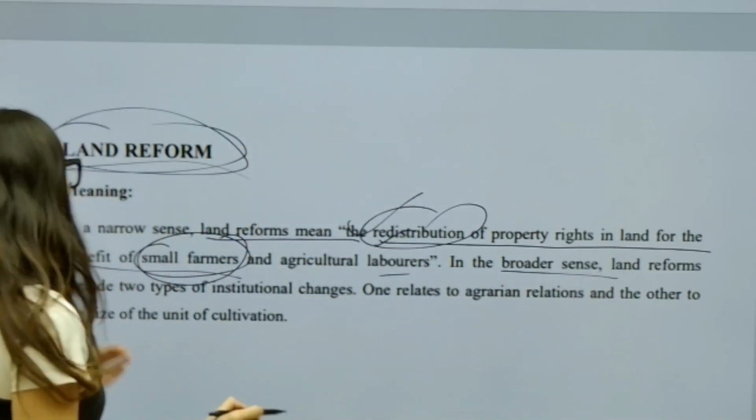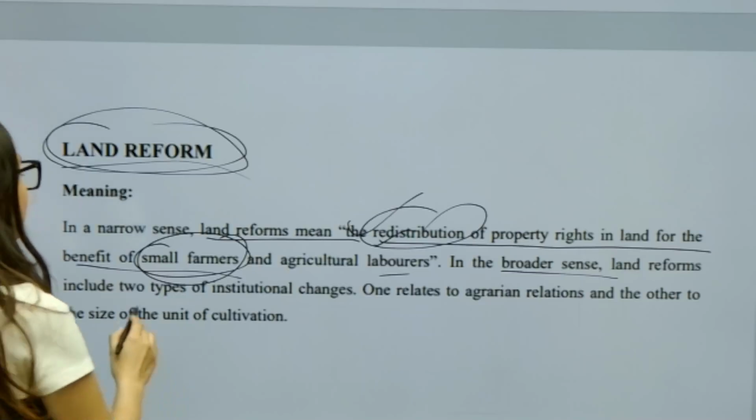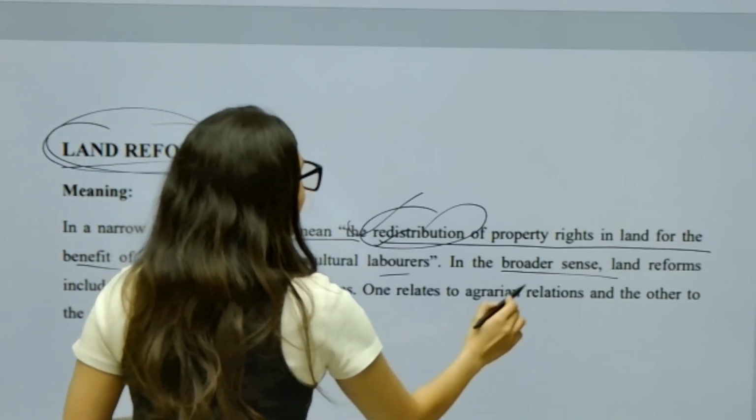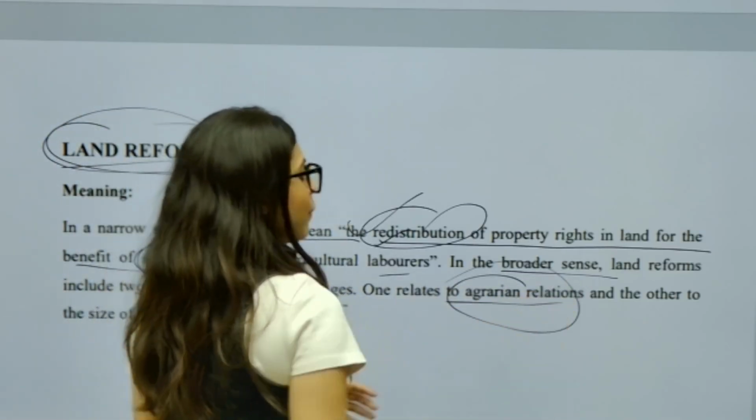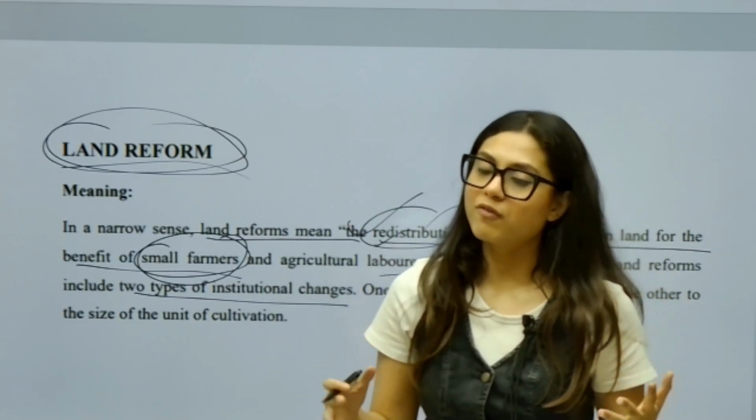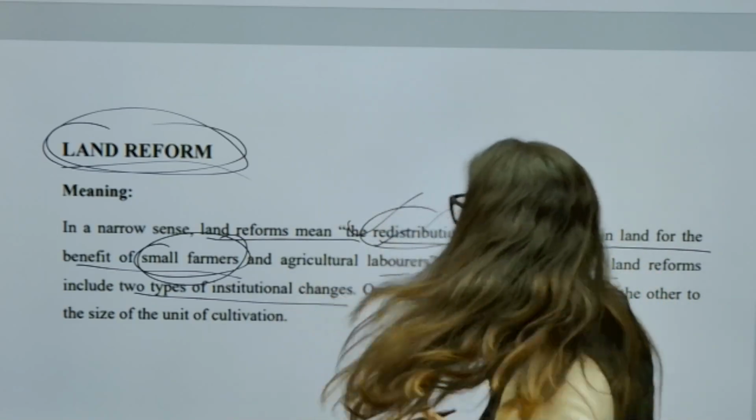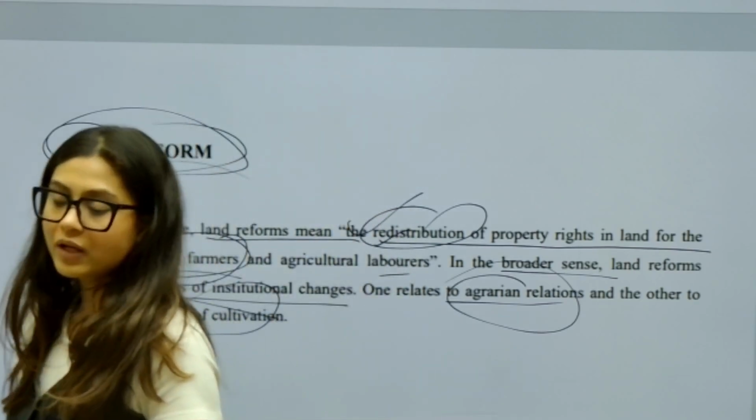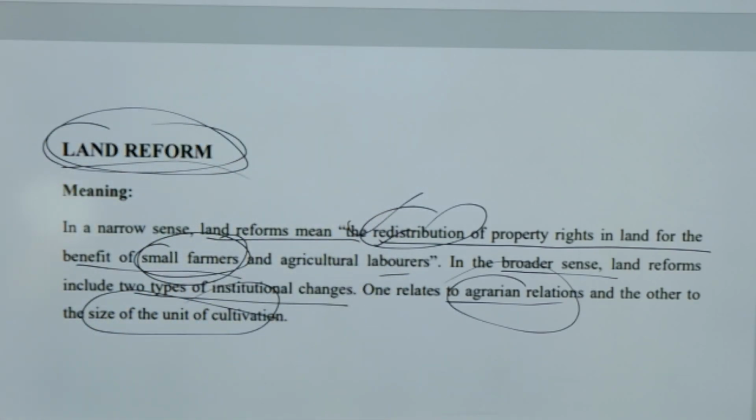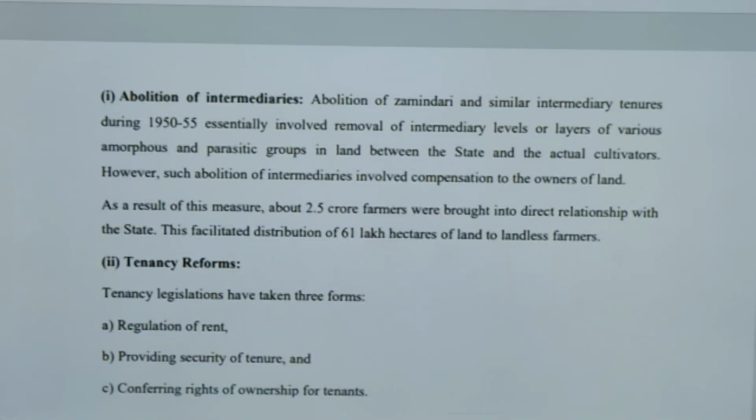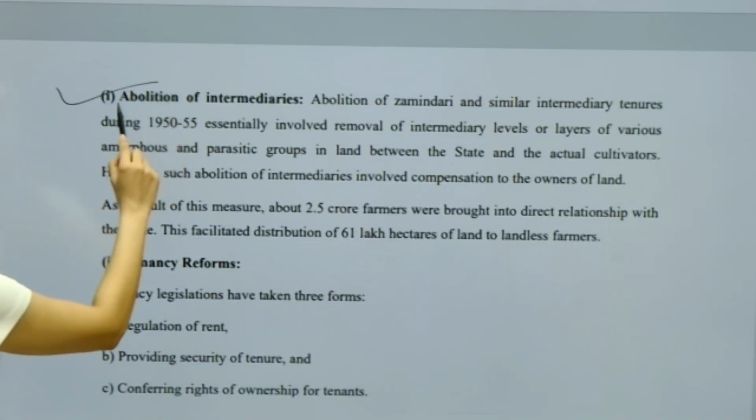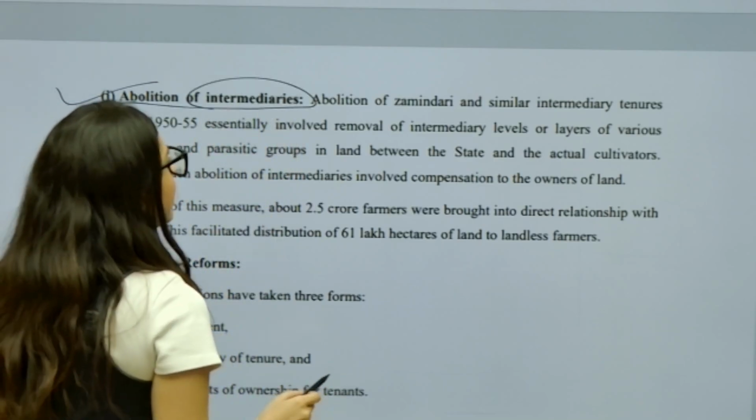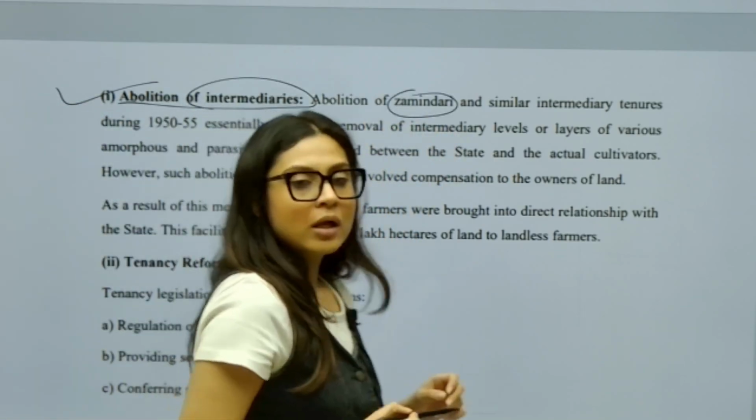In the larger sense, land reforms include two types of institutional changes. One is agrarian relations, to improve the relation between the small farmers and the big farmers, and the other one is to increase the size of the unit of cultivation. So what were the major land reforms? Number one was abolition of intermediaries, meaning zamindars.